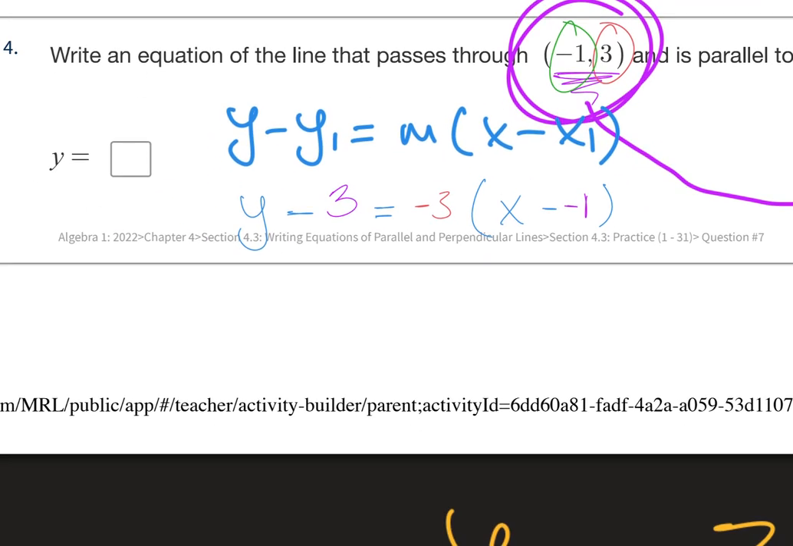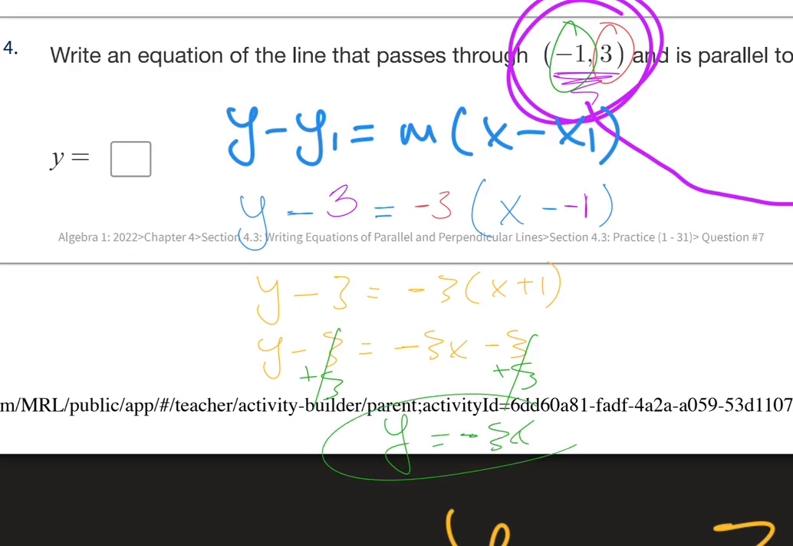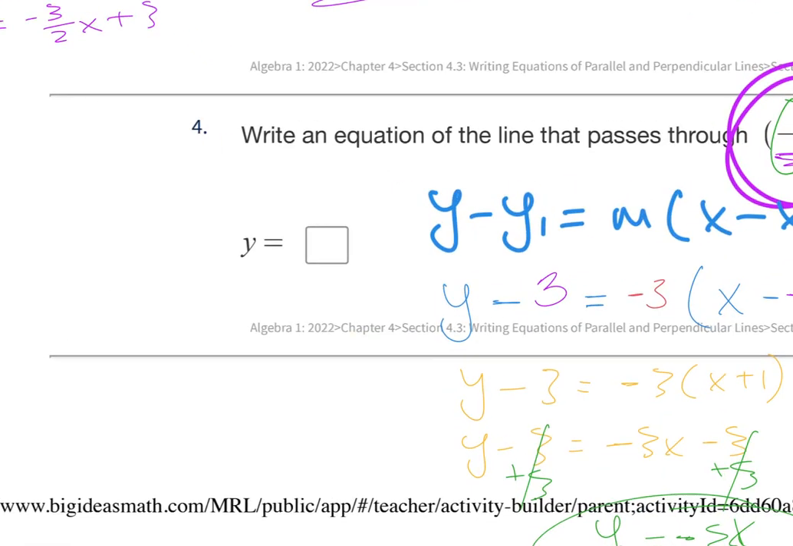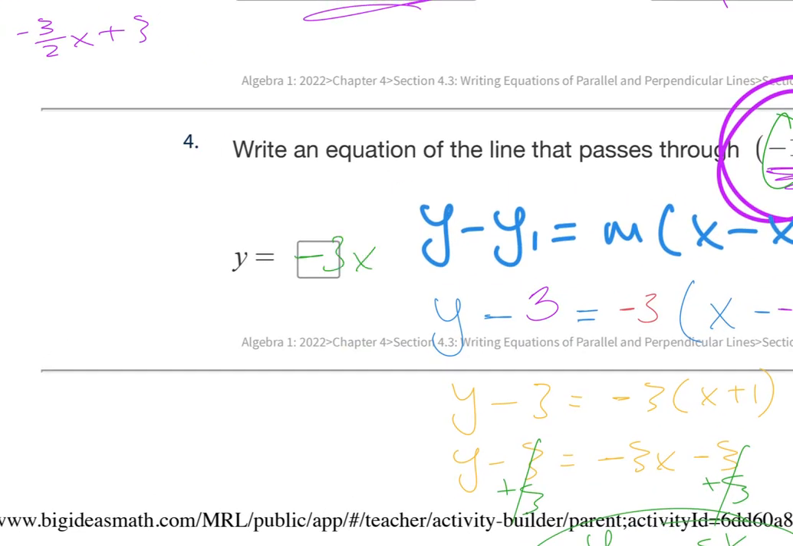And now we're going to simplify this, okay? So y minus 3 equals negative 3 times x plus 1. Y minus 3 is negative 3x minus 3. If I add this 3 over here, these 3's both cancel, and I get y equals negative 3x, which we already knew. So the answer is y equals negative 3x.